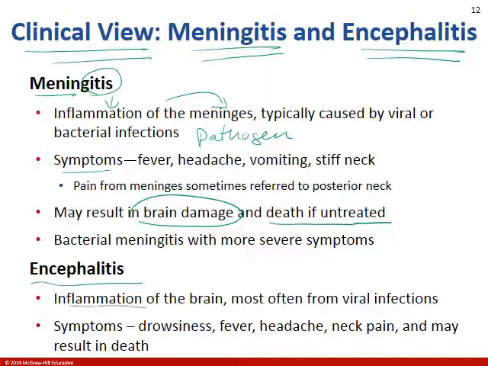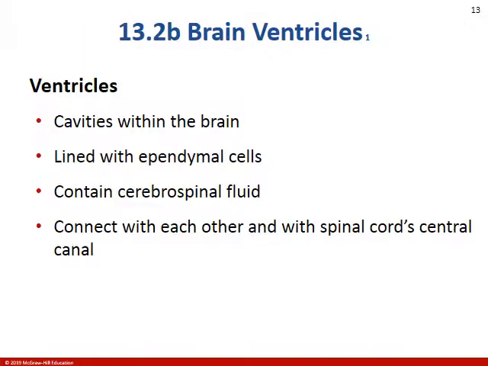Encephalitis, this is inflammation of the brain in general, usually due to some sort of viral infection. So this is not just in the meninges, in one of the connective tissue layers, this is actual inflammation of brain tissue. We'll look at an image in just a second, but the brain has 4 ventricles.